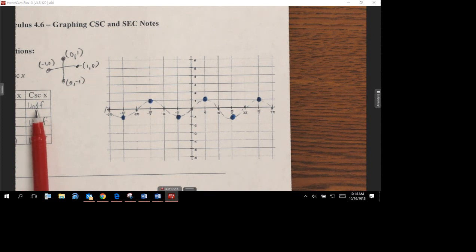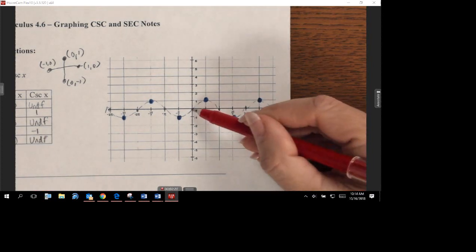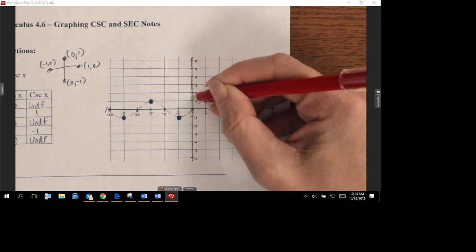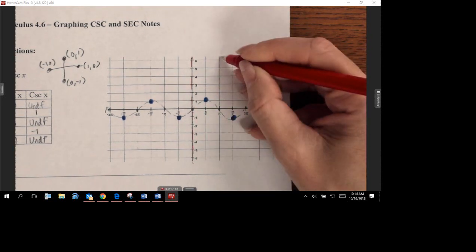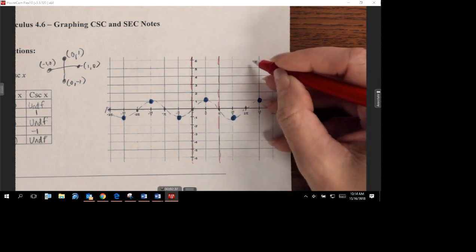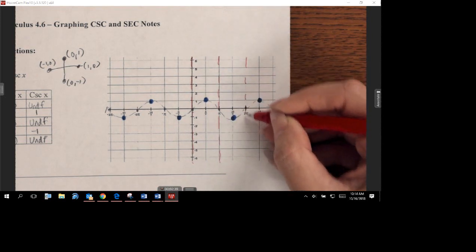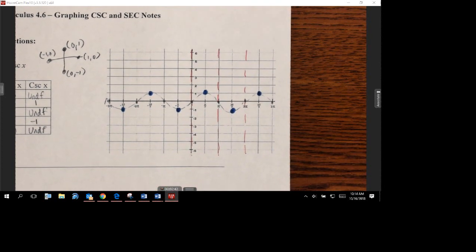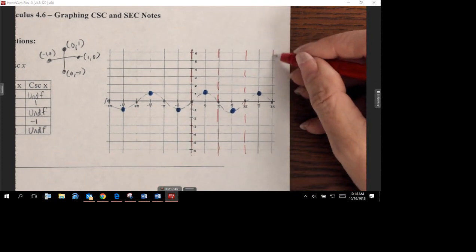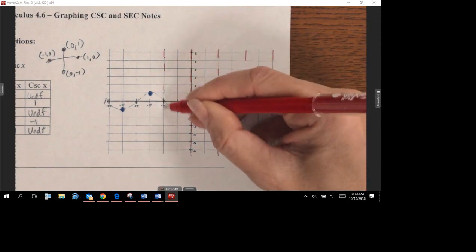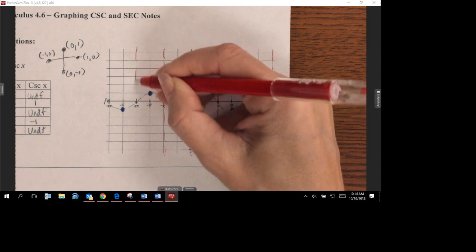An asymptote. Exactly. It's going to be a vertical asymptote. So at 0, instead of it being 0 for the value, we now have an asymptote. So I'm dashing these. Every place that it says undefined, I am dashing an asymptote. And then I'm going to continue my pattern, and every place where it was originally 0, it's now an asymptote.